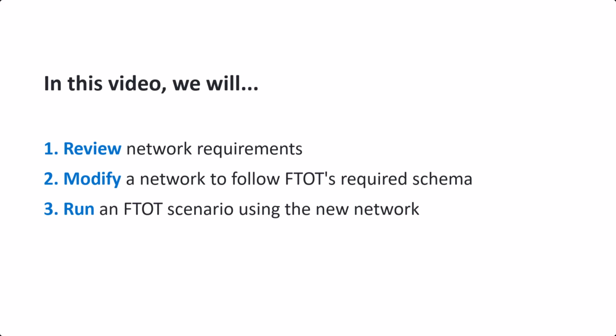In this video, we'll start by providing some background information on network data and requirements in FTOT, and then we'll demonstrate how to update a network feature dataset to follow FTOT's required schema, and we'll show what to update within your scenario files. We'll demonstrate this with an example road network and show how to run the Quick Start 1 scenario on our new custom network. Note that this tutorial will use ArcGIS Pro, which is one of FTOT's software dependencies, and prior experience with ArcGIS Pro is highly encouraged when preparing your network for use in FTOT.